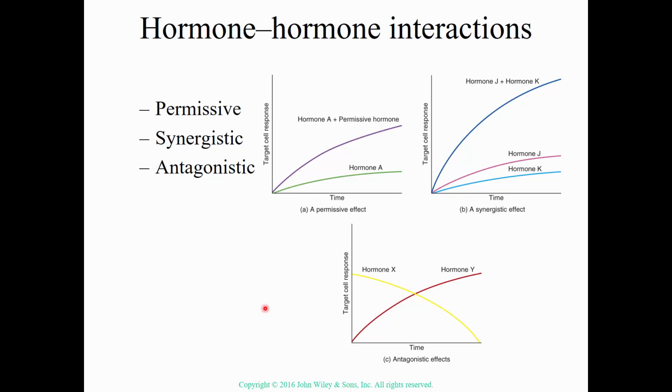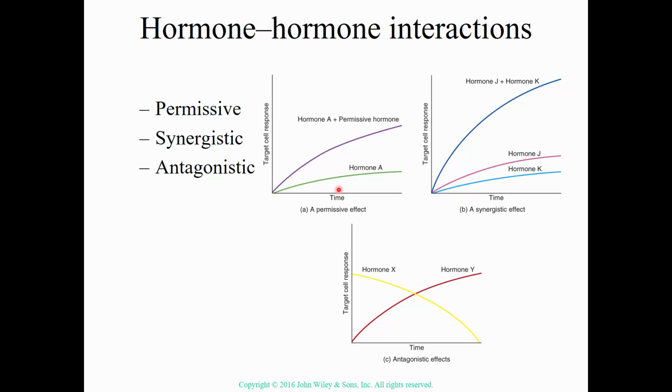All right, how about how hormones interact? So I have 3 graphs here that show 3 different effects. Hormone A does some kind of job. And if you have a hormone A, it does a little bit of a job. But there's another hormone that's permissive to hormone A. The permissive hormone isn't doing the job, but if it's present, hormone A does a much bigger job. It has a much bigger response. That's the effect we'll be talking about in greater detail in subsequent slides.